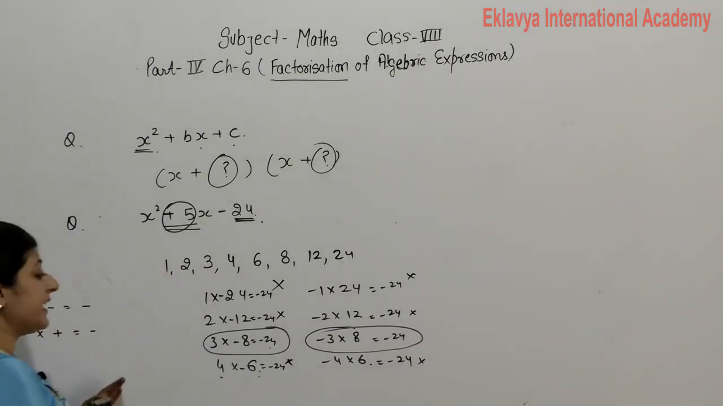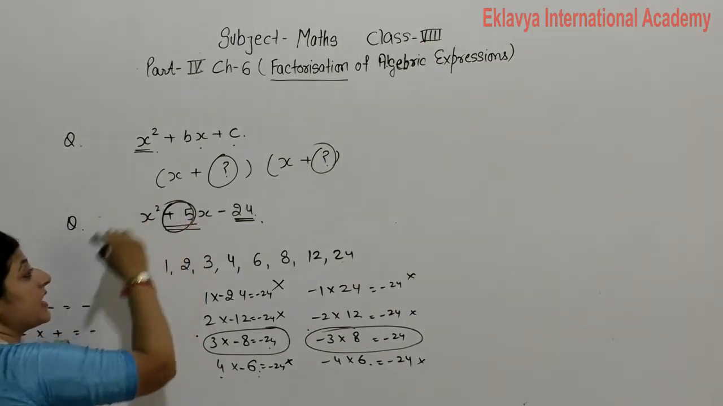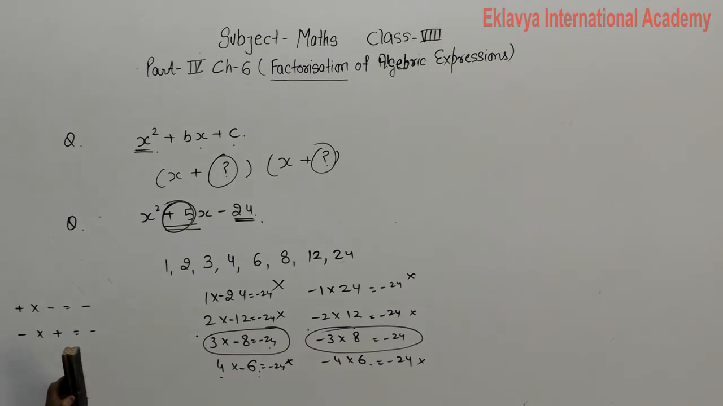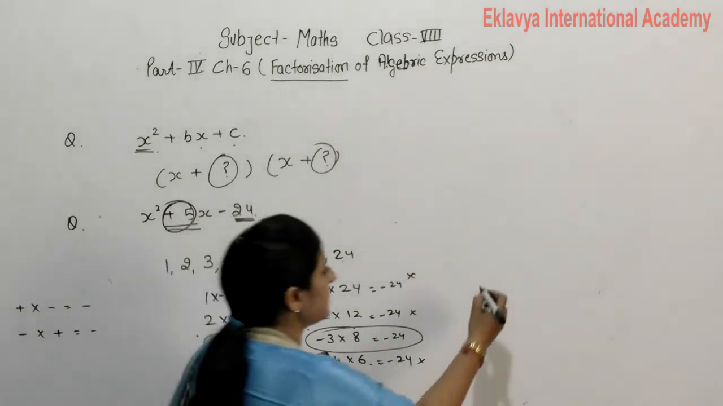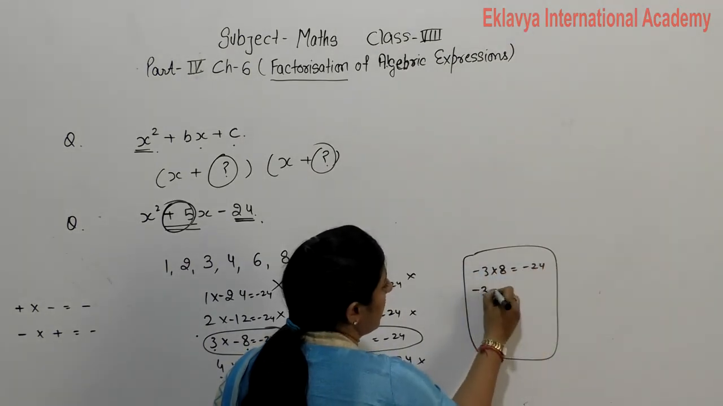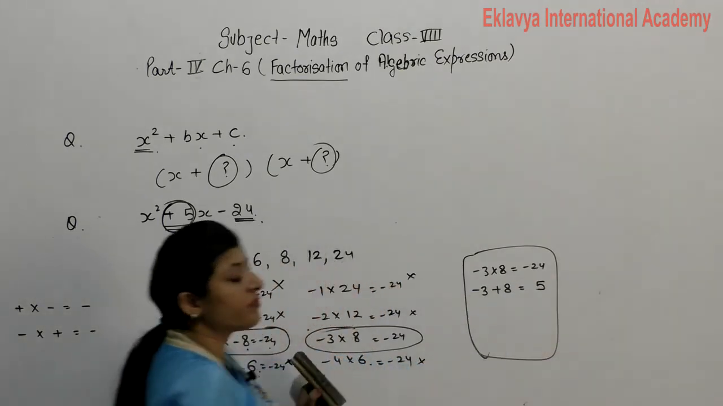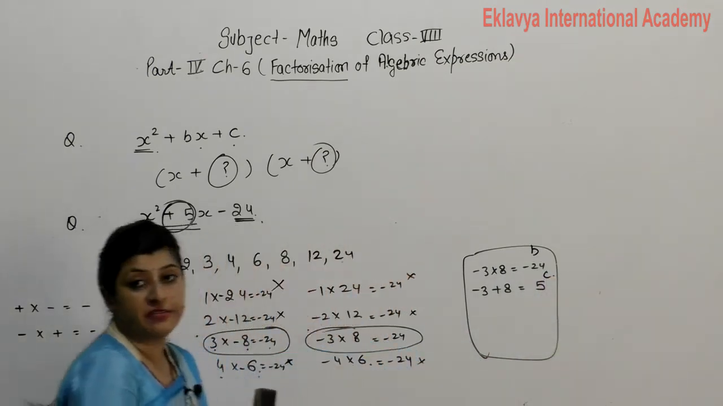Now see, we will take this one condition or this one condition. How to decide? We need the plus 5. Whenever we want to find the positive value, the greater value should be positive. Between 3 and 8, what is the greater value? 8. It means 8 should be positive and 3 negative. So minus 3 into 8 is equal to minus 24, and minus 3 plus 8 is equal to 5. So we get the b value 5 and c value minus 24.